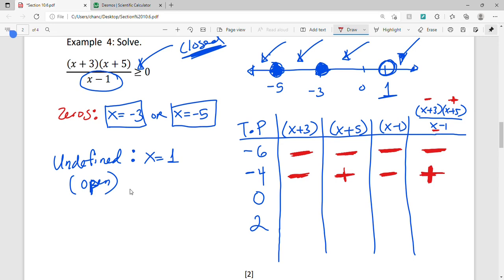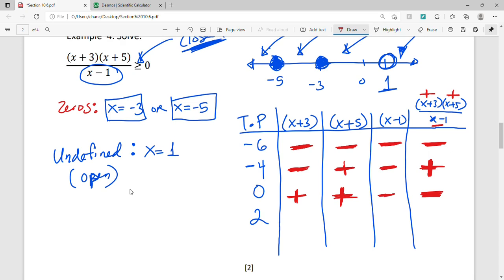For 0, 0 plus 3 is positive. 0 plus 5 is a positive number. 0 minus 1 is a negative. For the right side, we'll have a positive up here times another positive divided by a negative. Overall, this will give us a negative sign. On the bottom, we'll substitute a 2. 2 plus 3 is positive, 2 plus 5 is positive, and 2 minus 1 is positive. So on the bottom, it's really easy. All of these are positive, so the final result will be positive.